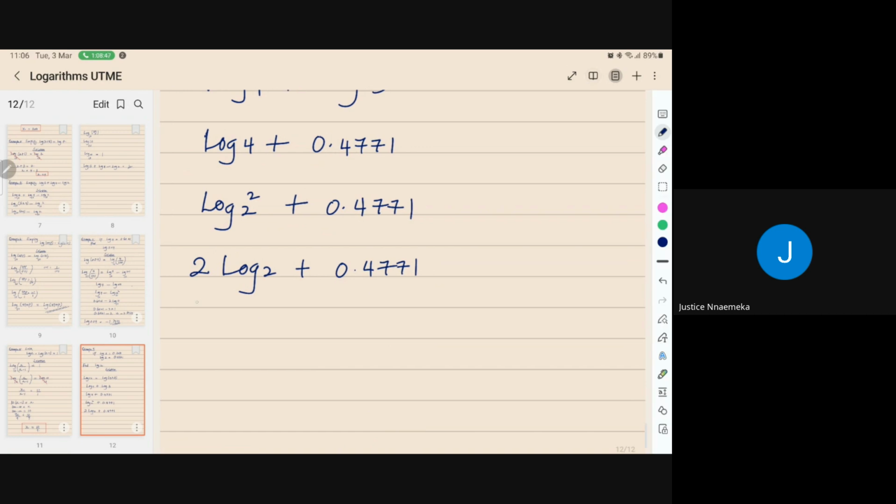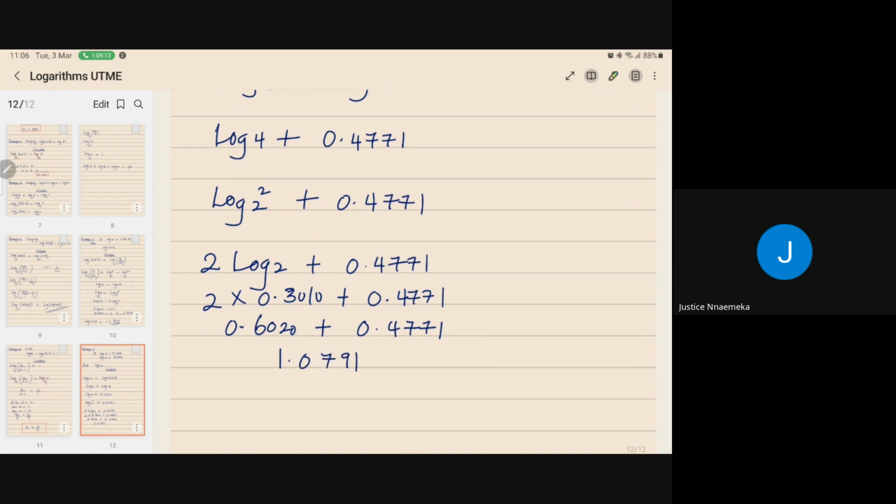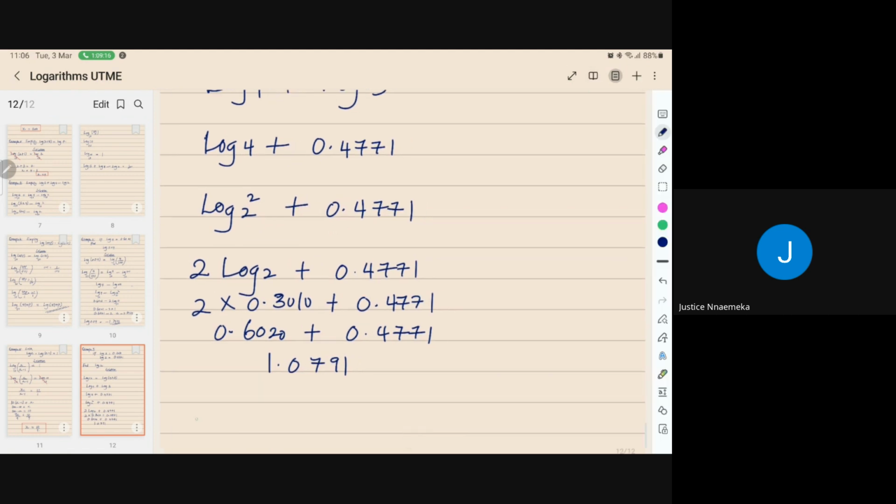So we now have 2 multiplied by 0.301 plus 0.4771. Now, what is the value of 2 times 0.301? That will give us 0.6020 plus 0.4771. When we add them together, we're going to have 1.0791. So what does that imply? It simply means that log 12 is equal to 1.0791.